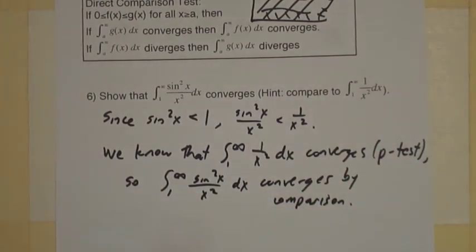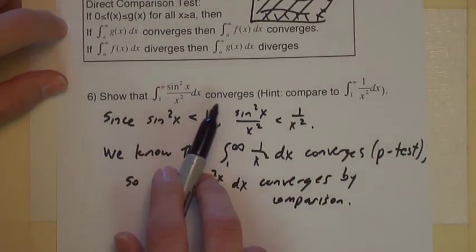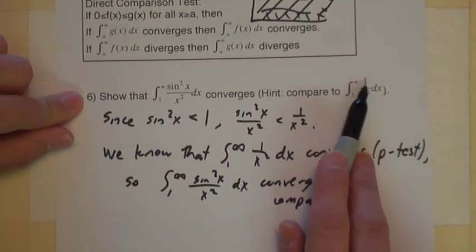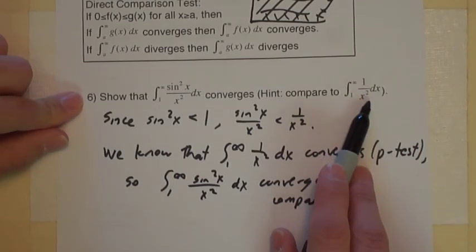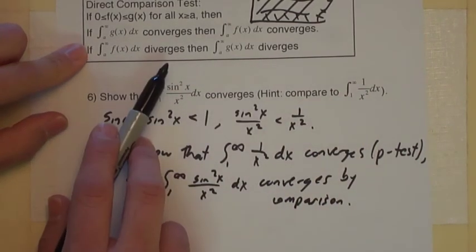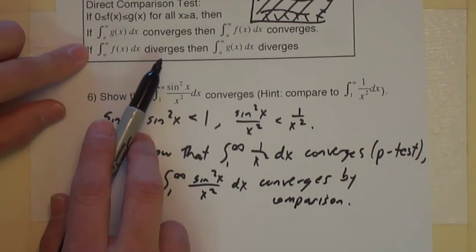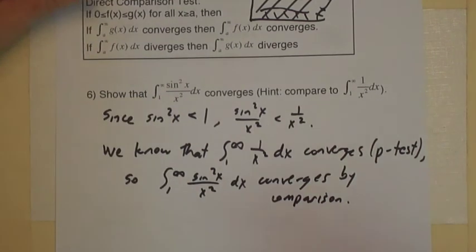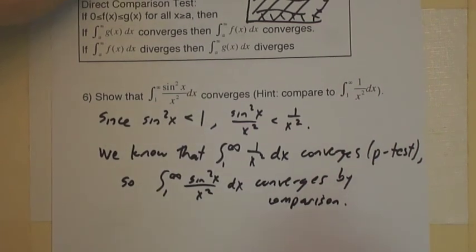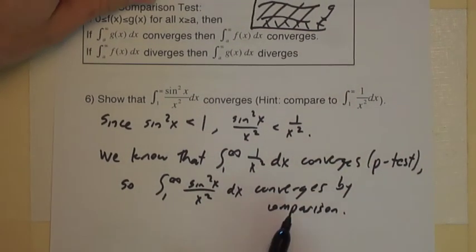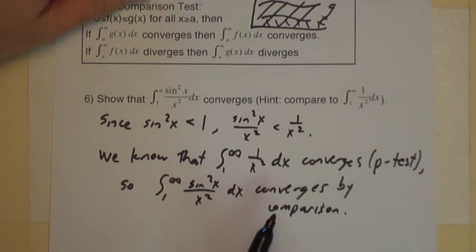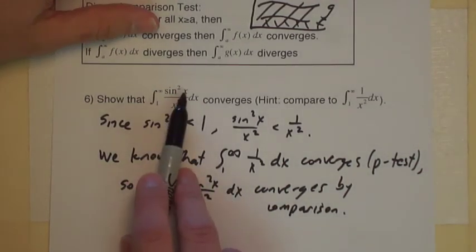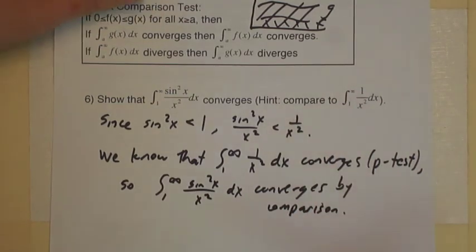That's it. So again, to prove something converges, look for something simpler and slightly larger that also converges. And to prove something diverges, look for something simpler and slightly smaller that diverges. This is not the only time in doing improper integrals problems that you might want to replace something complicated like sine x with something simpler like 1.